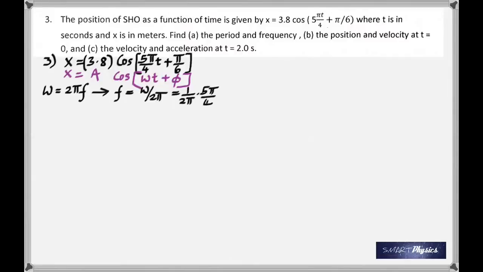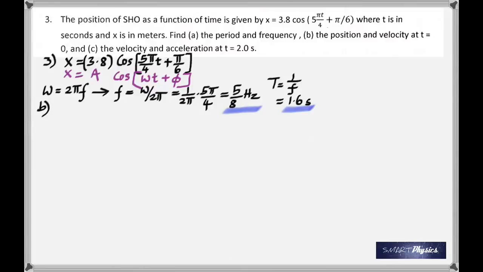From this, by comparison, you see that omega is 5 pi by 4. And that's why f is 5 pi by 4 divided by 2 pi, or 1 by 2 pi times 5 pi by 4. The pi's get cancelled, and you get 5 by 8 hertz. And time period is just 1 by frequency, which gives 1.6 seconds. In the B part, you have to find the position and velocity.